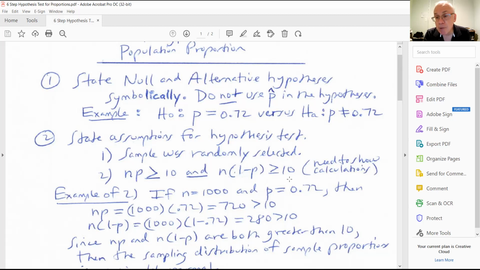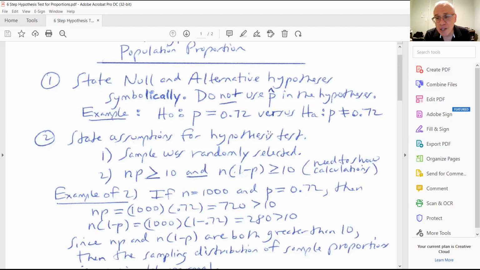You're going to say assumption 1, that the sample was randomly selected, and then state whether it was clearly stated in the problem. And number 2, you're going to state this assumption that's right here, and then confirm it through calculations. And please don't just say it. Show me the calculations. I don't mean to be a little hurt with you here, but just show the calculations. And how much trouble is that?